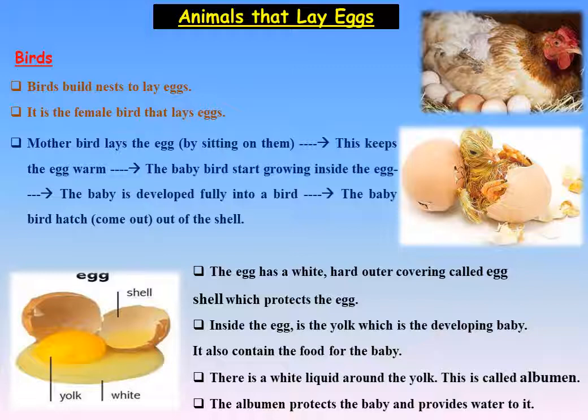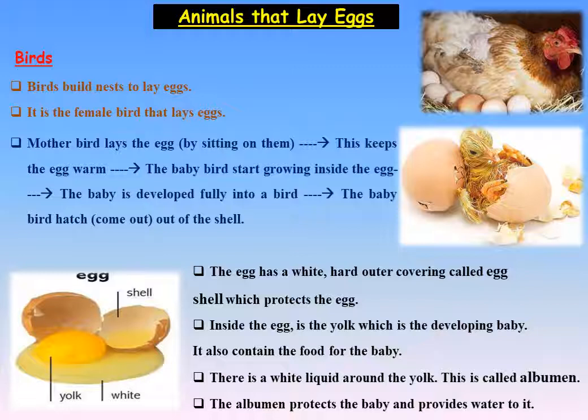Hatch. How will you read it? Hatch. You can see the second picture given. The baby chicken is hatching out from the egg, from the shell. Now, you all have seen an egg. We all eat eggs. Let's see the components of an egg.